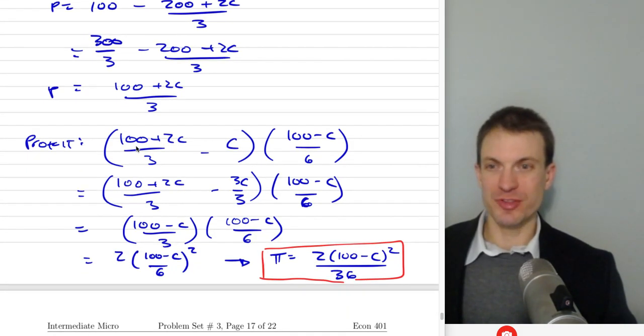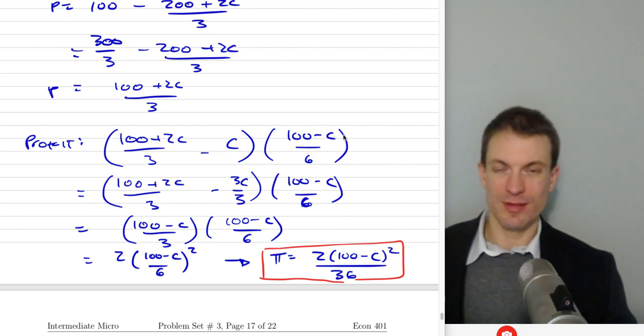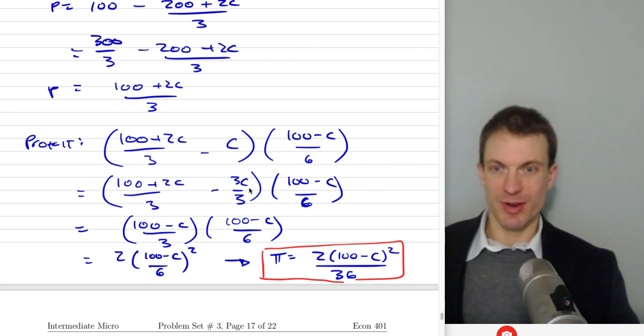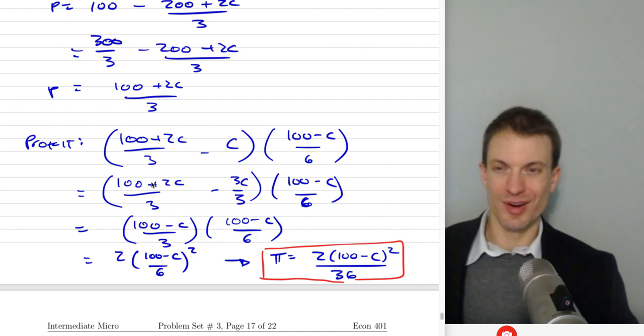If that's my price, then my profit is going to be that price minus marginal cost times the quantity. Okay, so I'm again going to write this cleverly to have the common denominator. So I write this as 100 plus 2c over 3 minus 3c over 3. Good. So that's going to give me 100 plus 2c minus 3c over 3, or 100 minus c over 3.